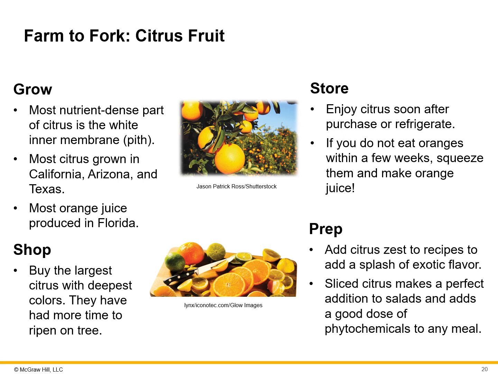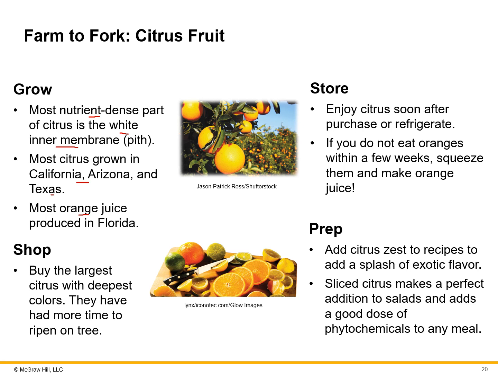So looking at our citrus fruits. As far as growing them, again, the most nutrient dense is white, has a white inner membrane pith. Most is grown actually in California, Arizona, and Texas. And actually most orange juice comes from Florida. That's probably not too surprising.